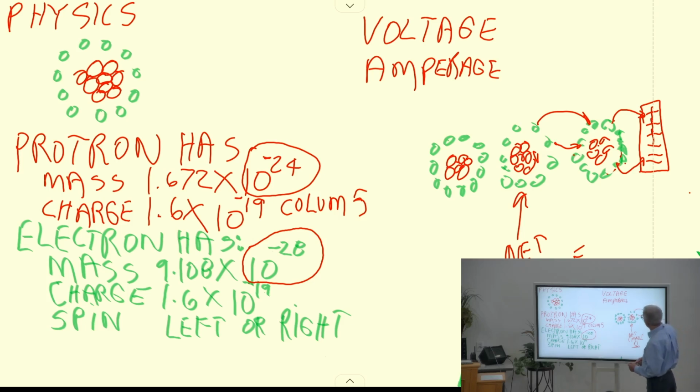Okay? So amperage then is a measurement of how many electrons are in this pop-off mode, how many electrons are flowing per second. That's what amperage is. Amperage is a measurement of how many electrons are moving through that conductor.